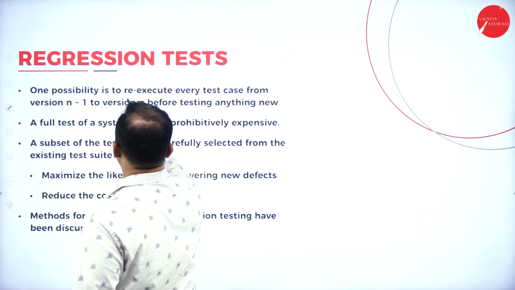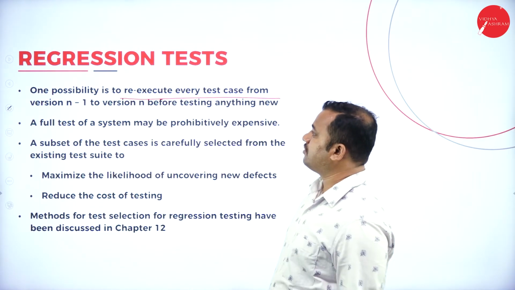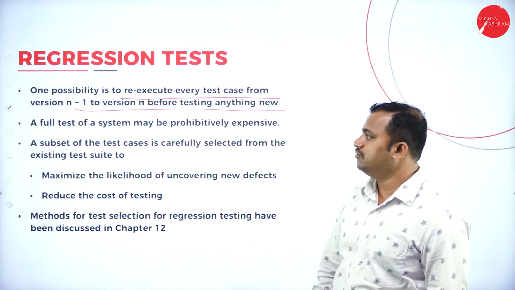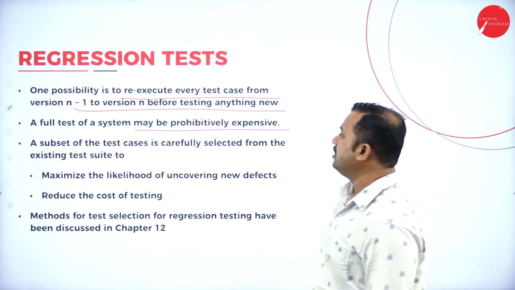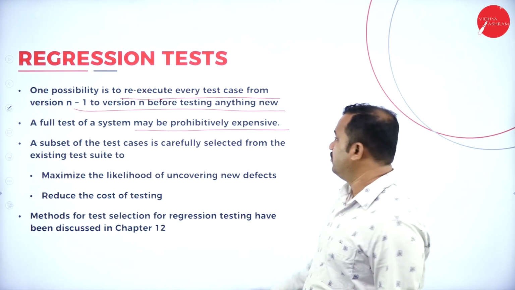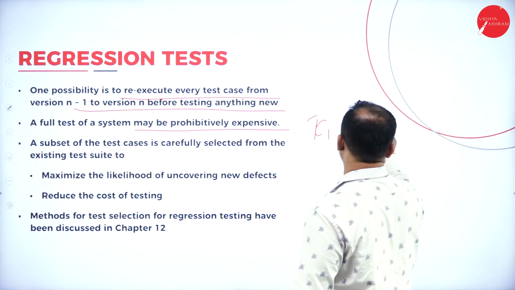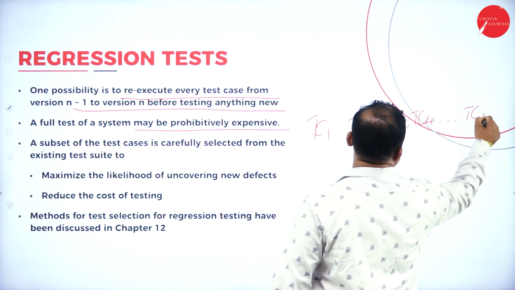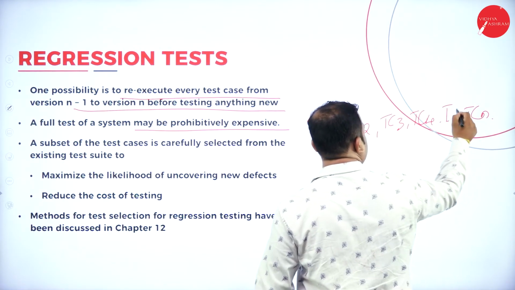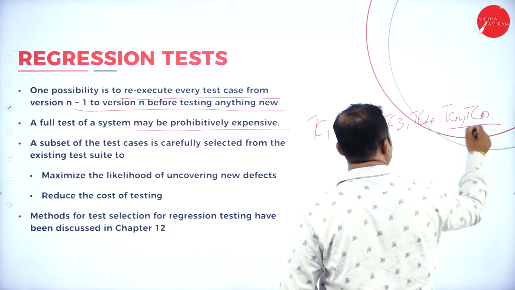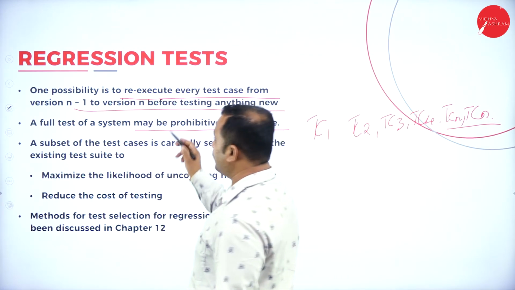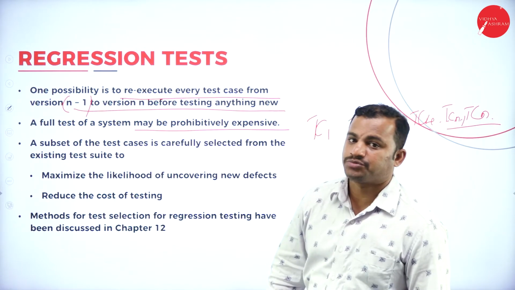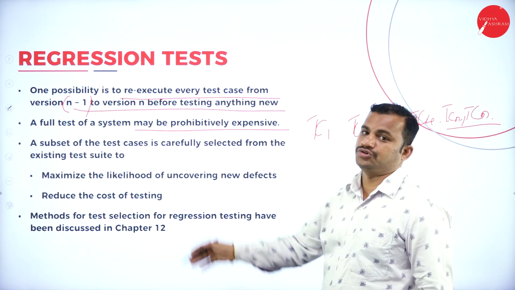The regression testing is to re-execute every test case from version n-1 to n before testing anything new. Full list of system tests may be prohibitively expensive. What is the meaning of this? We have test case 1, test case 2, test case 3, test case 4, so on up to test case n-1. From here to here, we have to calculate the different types of test cases in which we have to say that the system is working properly in all the 4 situations.